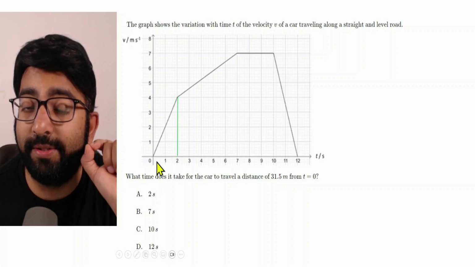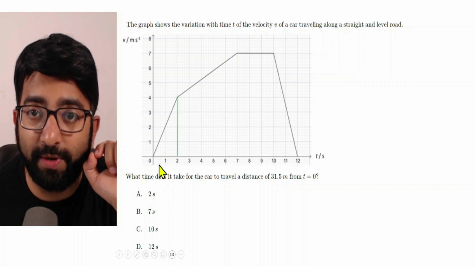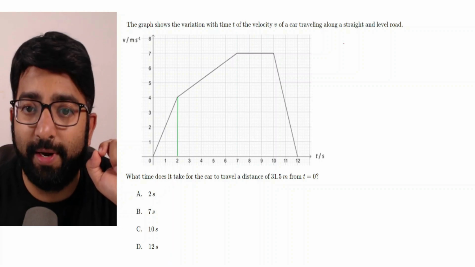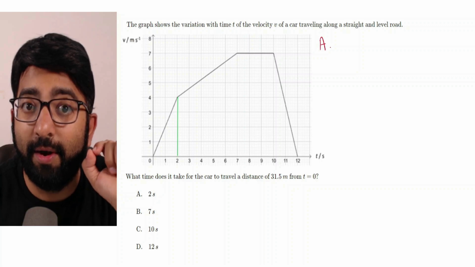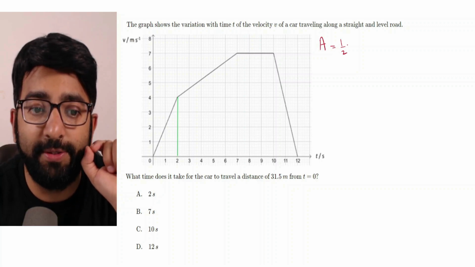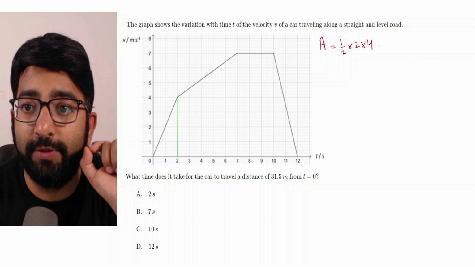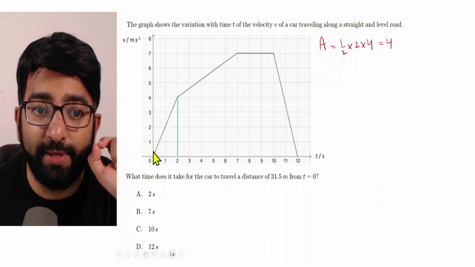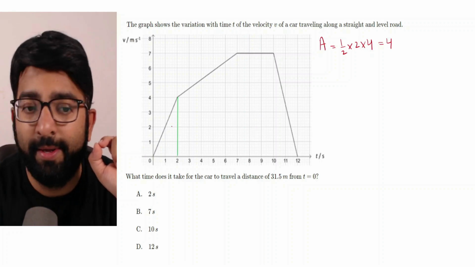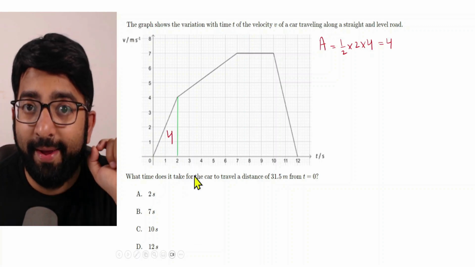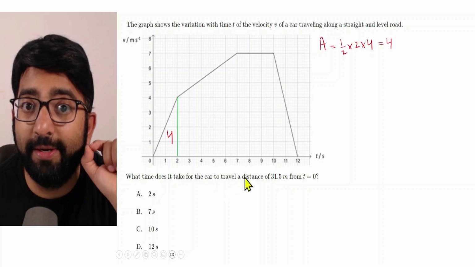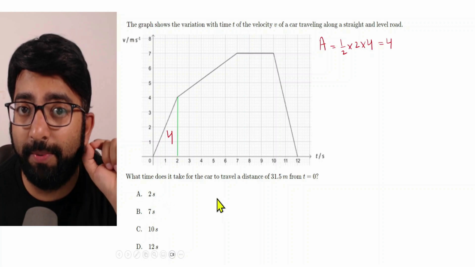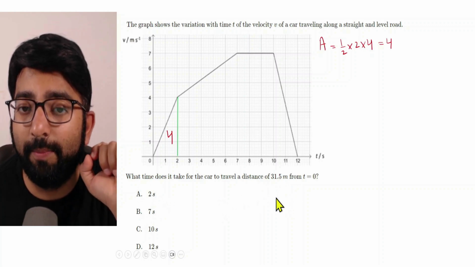Area of the triangle, remember, is half base into height. Base of this triangle, as you can see, is 2 units, and height of the triangle is 4. So let's write down on the right hand side. Area of the triangle will be half base into height. Base is 2, height is 4, which means the total area comes out as 4. So let us write down the area for this right angle triangle is 4 units. Hence, distance traveled by the car in 2 seconds is 4 meters, which means option A is not the right answer because we want the distance to be 31.5.